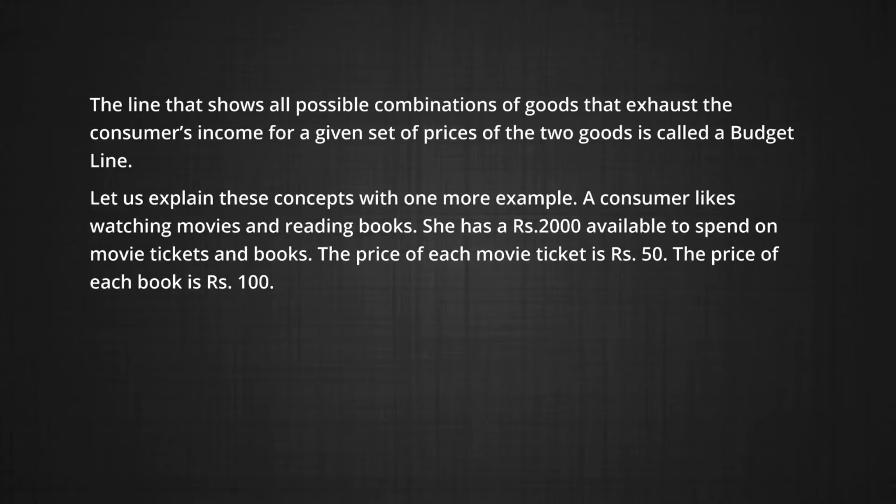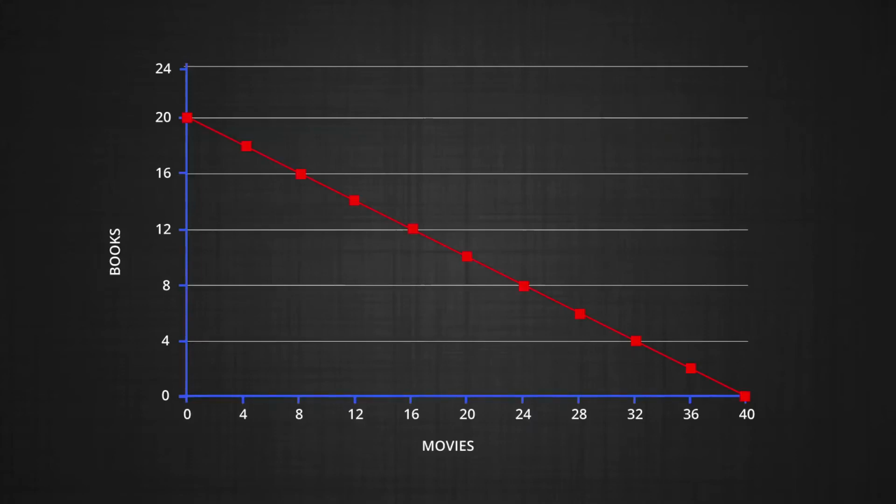A consumer likes watching movies and reading books. She has ₹2,000 available to spend on movie tickets and on books. The price of each movie ticket is ₹50 and the price of each book is ₹100. Let us look at the diagram given here.